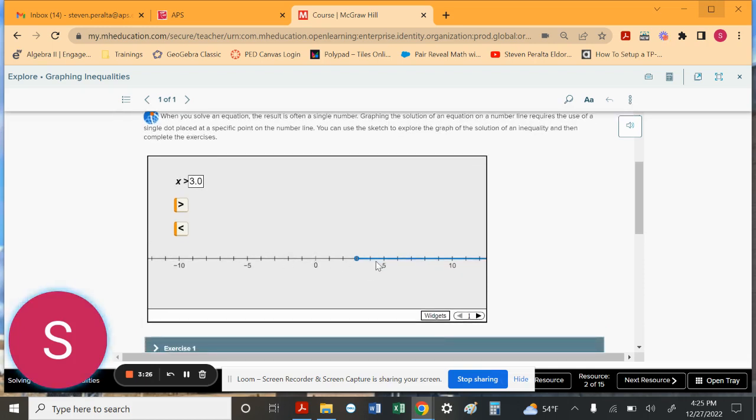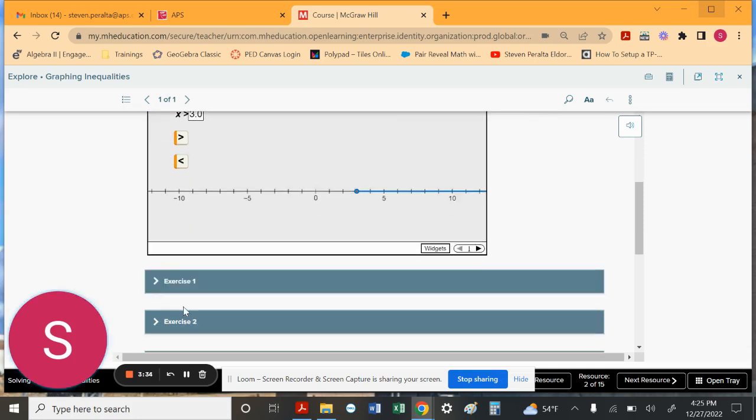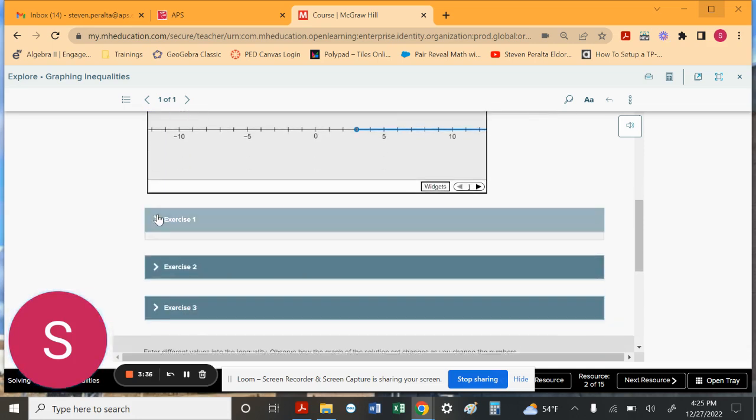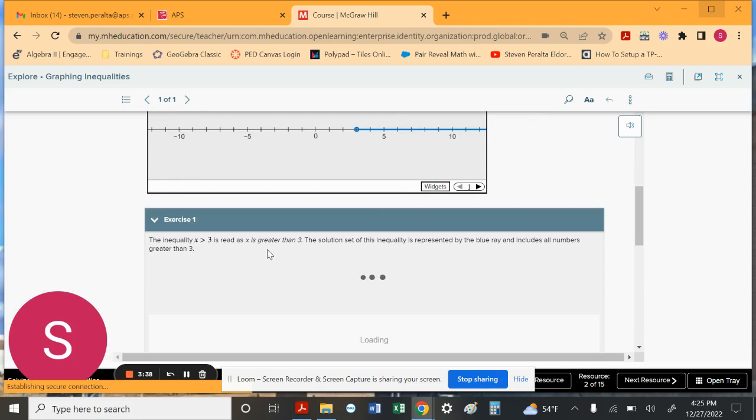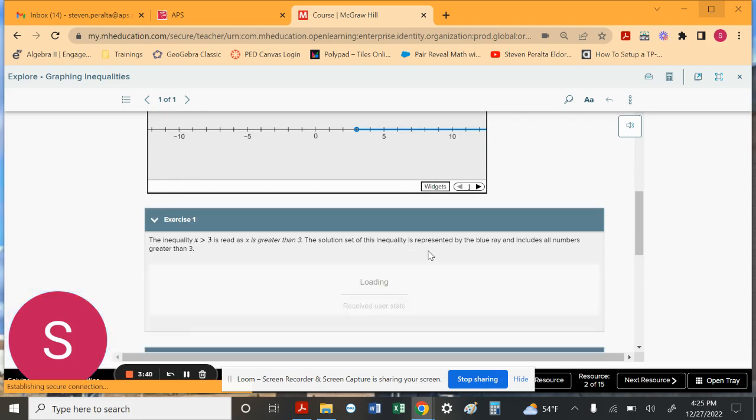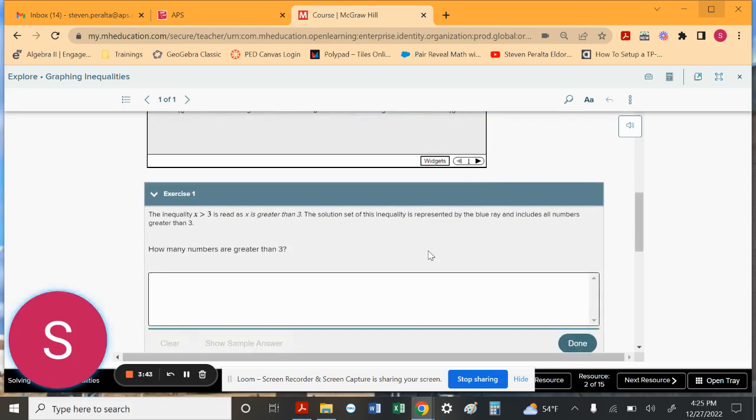So anyway, we can look at these numbers and see what they are, but you can see that anything greater than 3 would be a solution to this particular equation. Okay, I'm going to look at the exercises just really quick. x is greater than 3. The solution set is represented by the blue ray, so they kind of go through that.